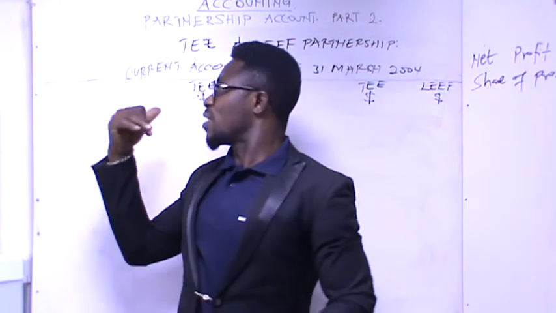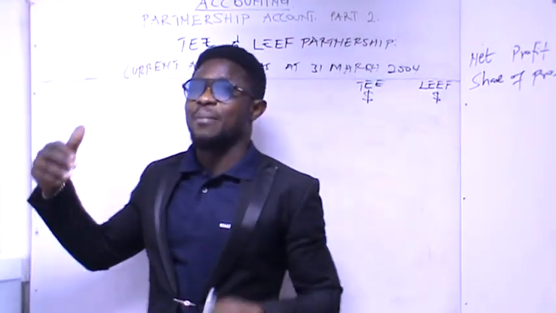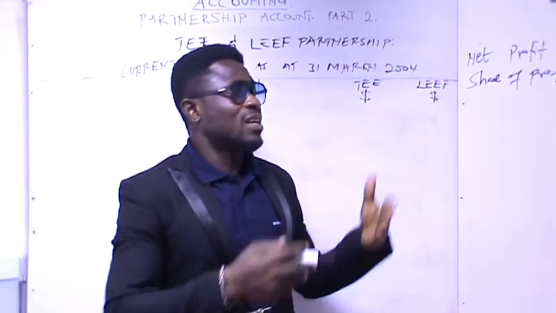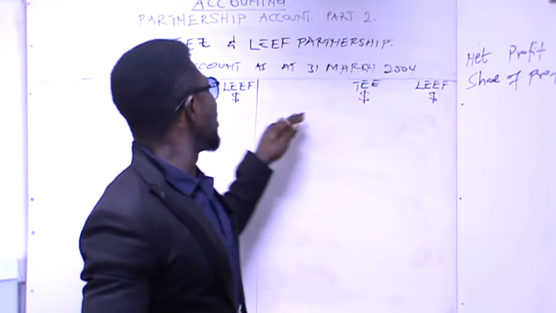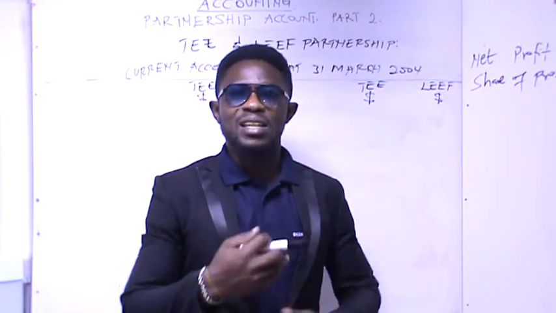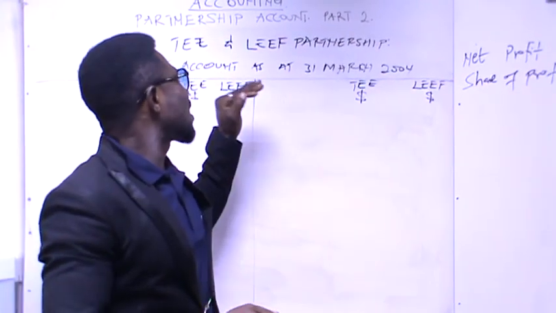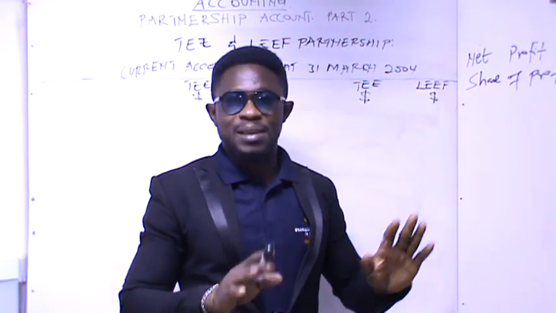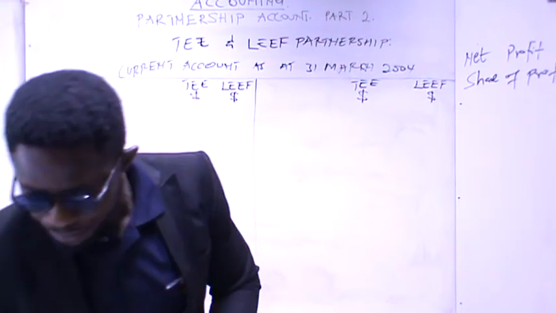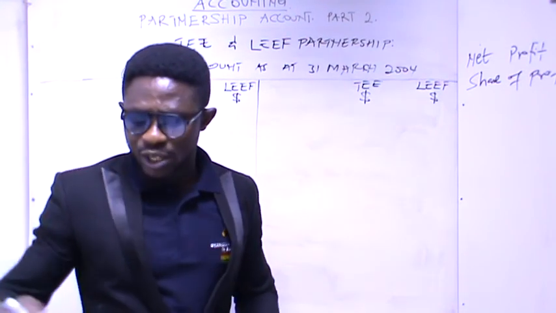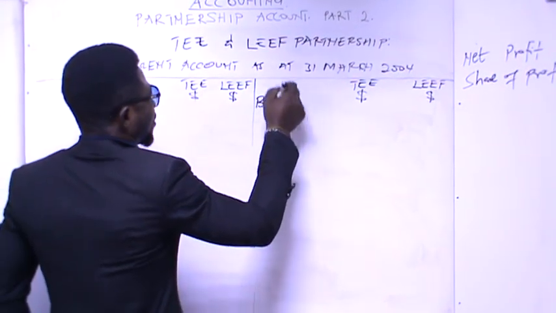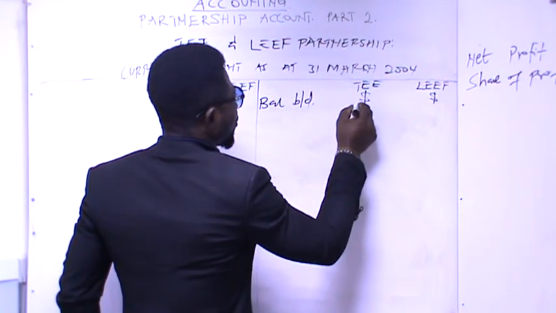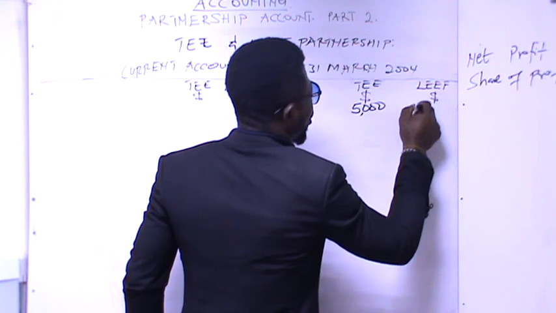But here we are given the current account balance, meaning that they are maintaining a fixed capital. Nothing should be done to change the figure of the capital account balance. That is why we are given the current account. So anything that needs to be added to their capital will be done in the current account, which keeps their capital balance fixed. That is simple. So we go on and look at the question. We have the current account balance for each of them, balance brought down: for T 5,000, and for Leaf 10,000.